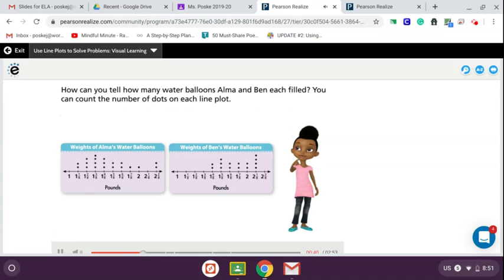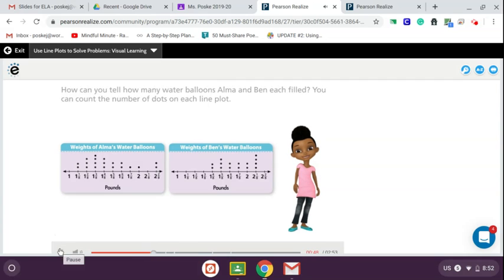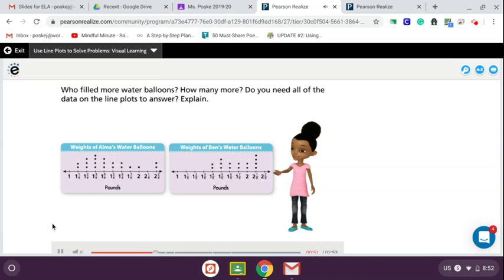How can you tell how many water balloons Alma and Ben each filled? You can count the number of dots on each line plot. Who filled more water balloons? How many more? Do you need all of the data on the line plots to answer? Explain.